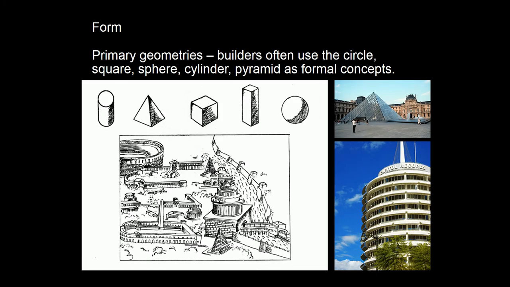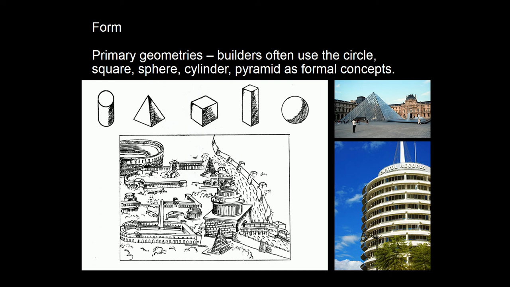All right? So when we look at form and we talk about simple primary geometries, we talk about the cylinder or drum, the pyramid, the cube, the rectangular solid, and the sphere. Those are all simple Euclidean geometries. And there's lots and lots of buildings that have been built based upon those geometries. So you look at this sketch of ancient Rome and you see a lot of those geometries there. There are pyramids, cylinders, half spheres and domes, all sorts of stuff like that.